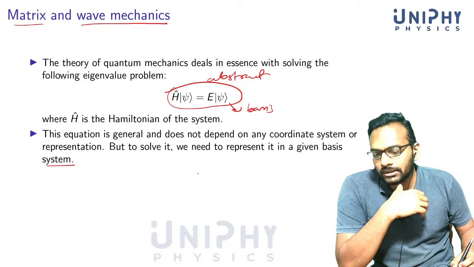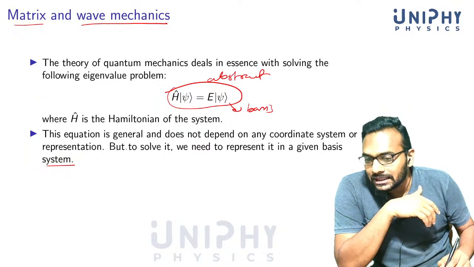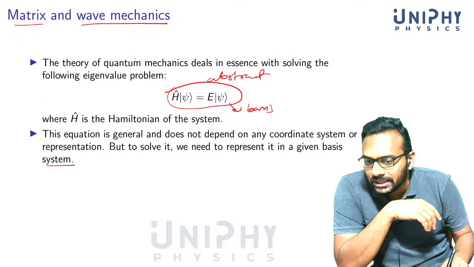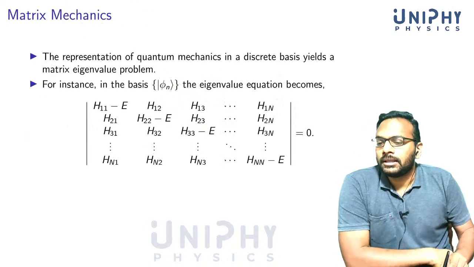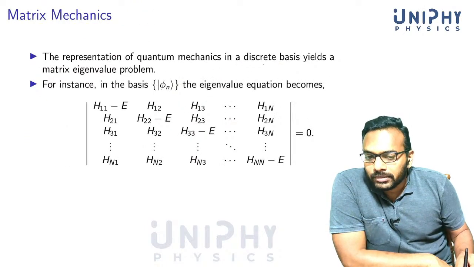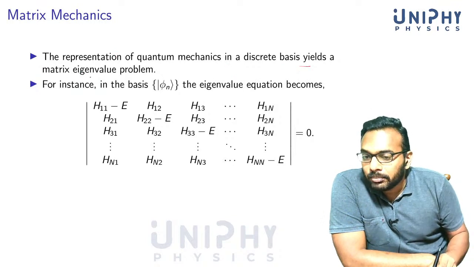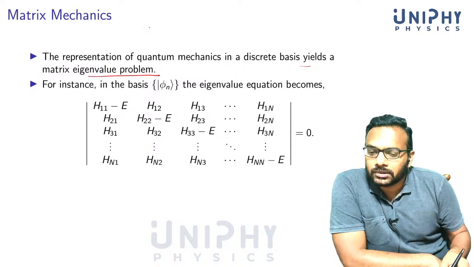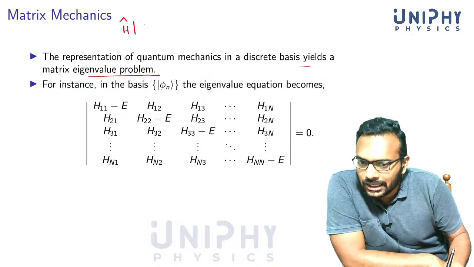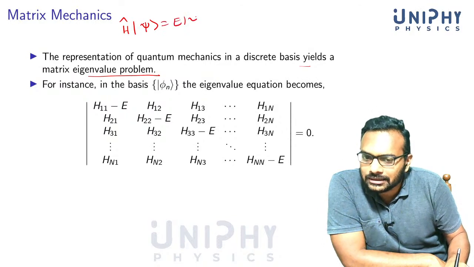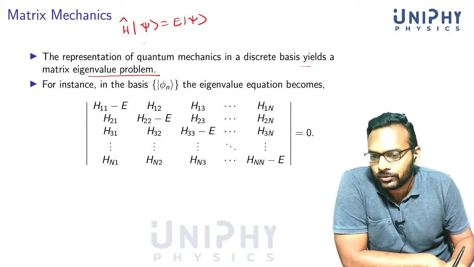All right, that's continuous. Okay, so if you use a discrete basis, then we have got matrix mechanics, right? The representation of quantum mechanics in a discrete basis yields a matrix eigenvalue problem. It's easy to see that because if you look at this equation, what we had is H psi is equal to E psi. This is the equation we need to solve.